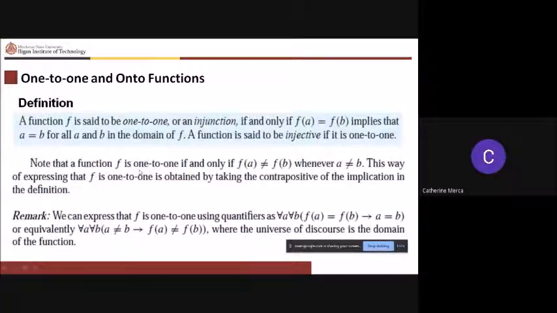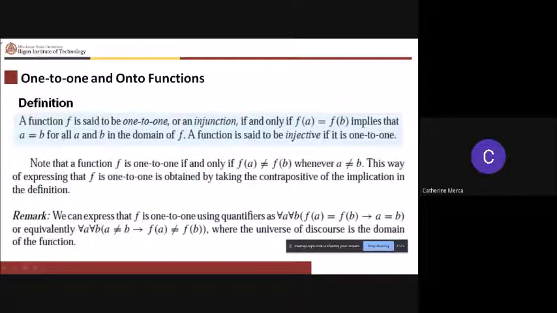Note that the function f is one-to-one if and only if... So, if you make use of the contrapositive na statement, then this is the statement. If and only if f of a not equal to f of b whenever a is not equal to b. Kanina nang iyang definition. If f of a is equal to f of b implies that a is equal to b. So, pag kuwaon nato ang iyang contrapositive ani, you will now have f of a not equal to f of b whenever a is not equal to b. Kasi a not equal to b implies f of a is not equal to f of b.